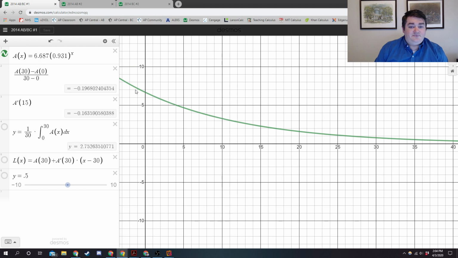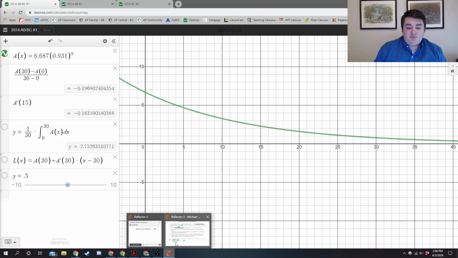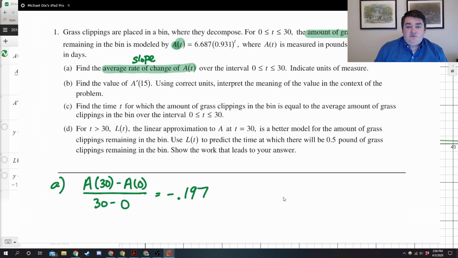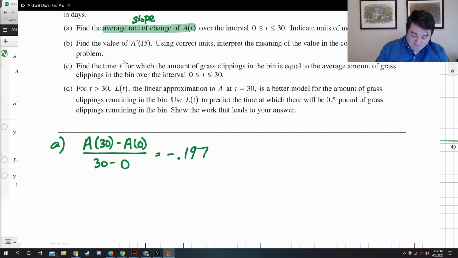And in lieu of a graphing calculator, I've got Desmos pulled up here. And so I've got A of x graphed here. You can see it's this decreasing exponential graph. And right here, the slope is negative 0.197. And we do want to make sure that we are using proper units. And so if the function A measures grass clippings in pounds and t is measured in days, this would be negative 0.197 pounds per day.